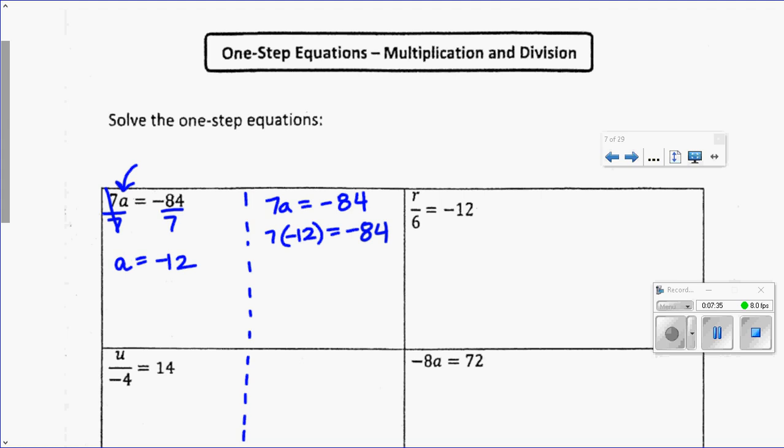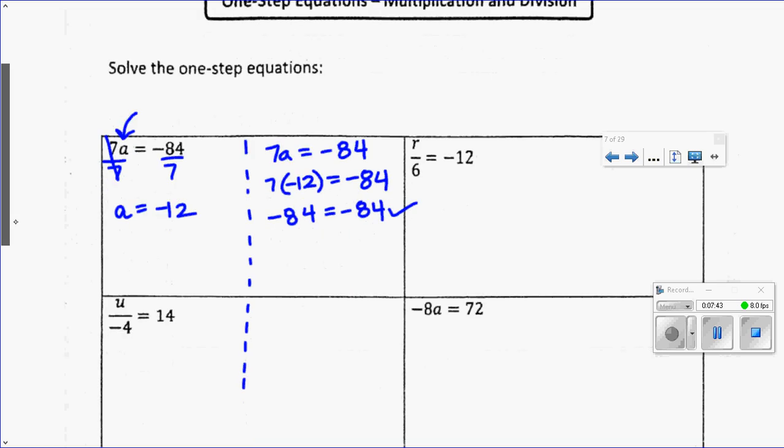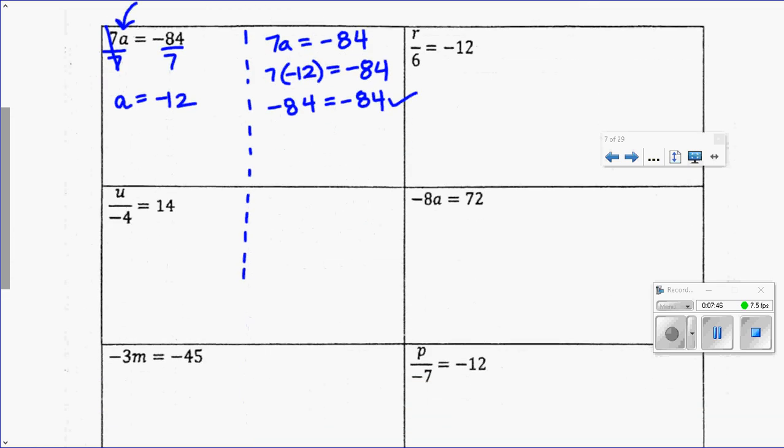Okay, so do 7 times negative 12, and that is negative 84, especially because you're using your calculator now. It should be going pretty fast. Okay, the next one's a little trickier. A number divided by negative 4. Well, use what you know about integers. What do you know about this number? Is it going to be positive or negative?